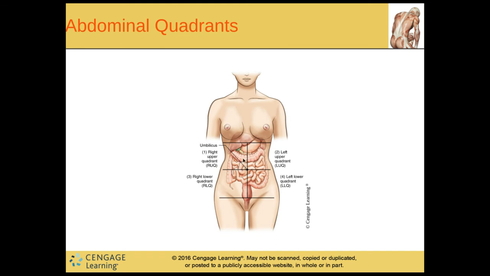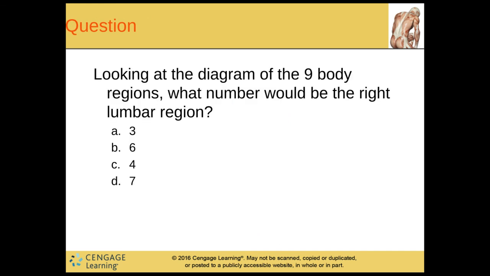So then we have the right upper quadrant, okay? The right lower quadrant, there's that little appendix, right? The left upper quadrant, okay? And the left lower quadrant, okay? So looking at the diagram of the 9 body regions, so I'll go back here in just a minute.